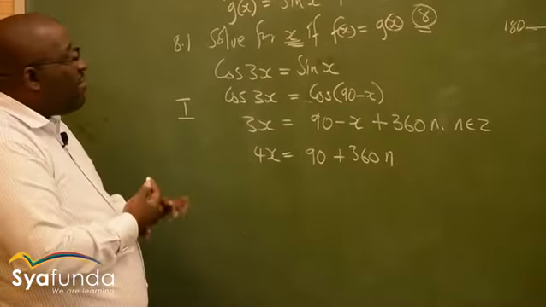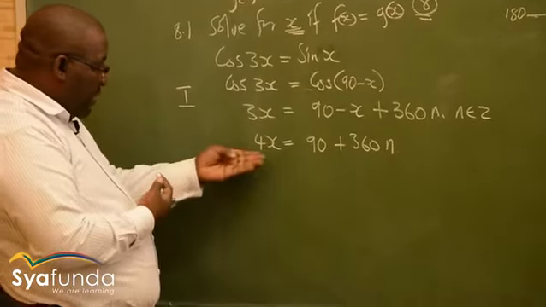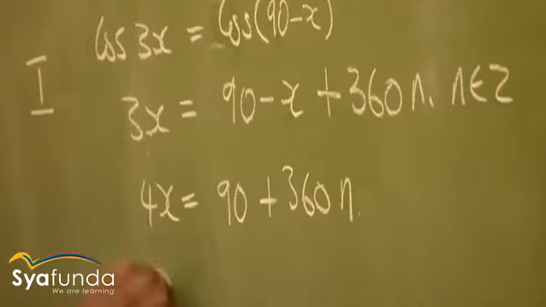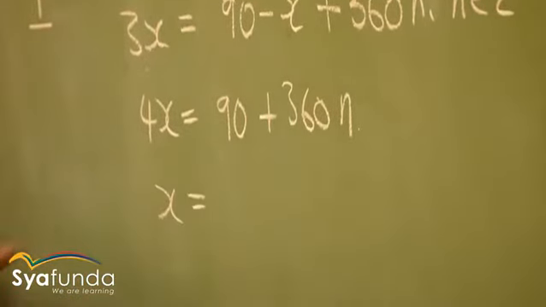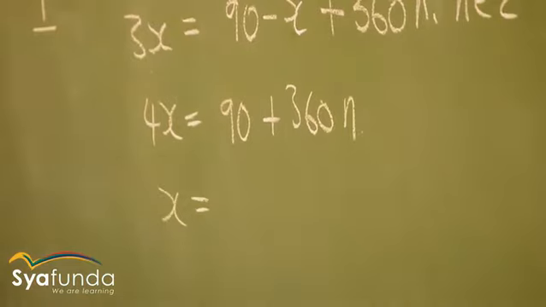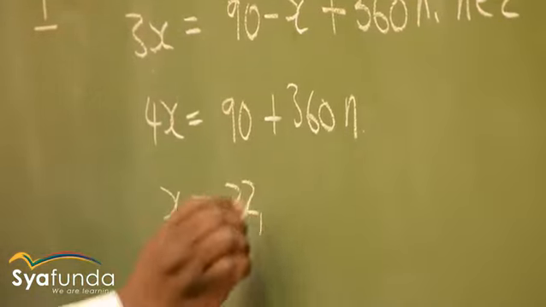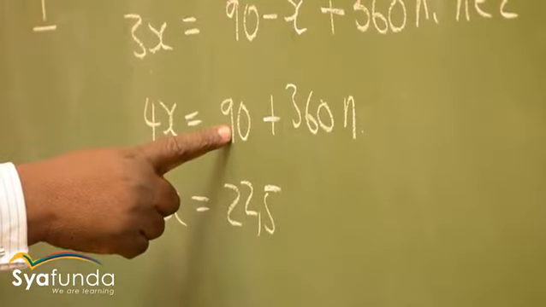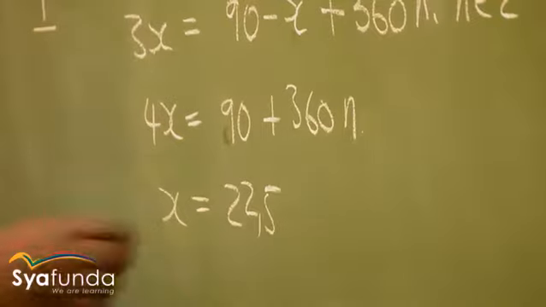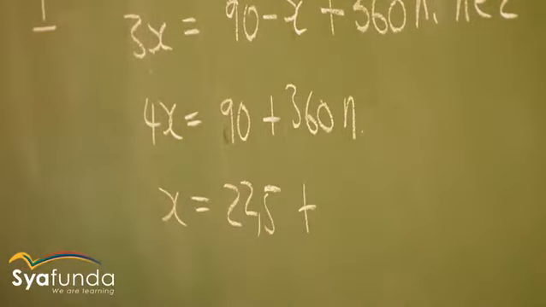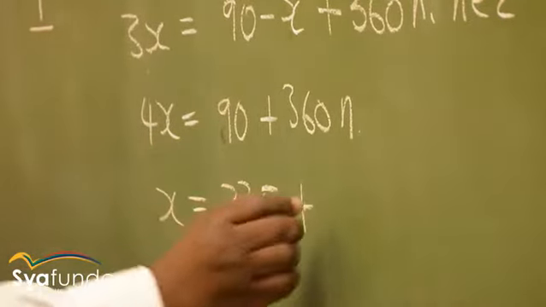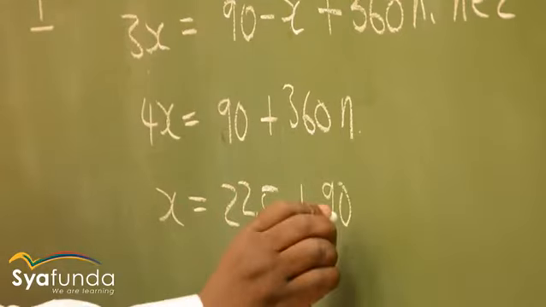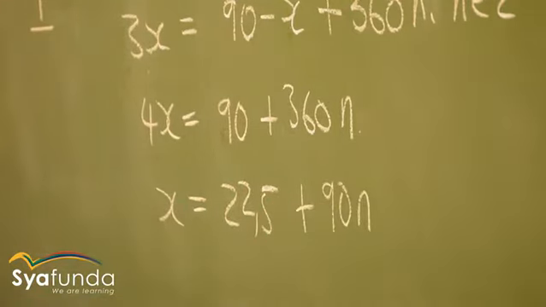I've got to divide everything by 4. If you divide this by 4, I will have x is equal to, what is 90 divided by 4? It's 22,5. This should give me 22,5 because it will give me, divide by 2, it's 9, it's 45. Yes, 22,5. Plus, divide this by 4, 360 divided by 4, it is 90. 90n. So this is what I have.